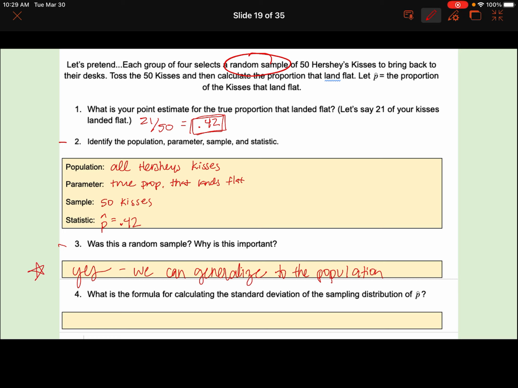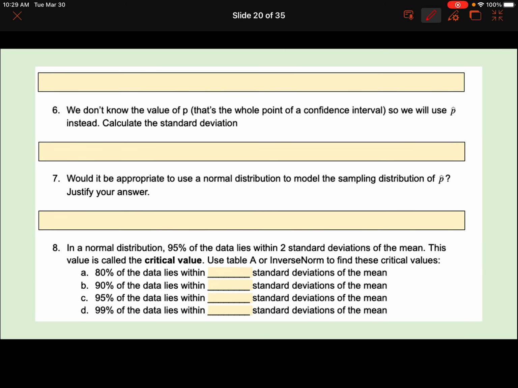Questions 4 and 5, I'm just going to give you, they're like in your notes somewhere, but I don't need you to go shuffle through and find all those. So the formula for calculating the standard deviation of the sampling distribution for P hat is big square root P times 1 minus P all over N. Okay, and then for question 5, I'm going to walk you through that as well.